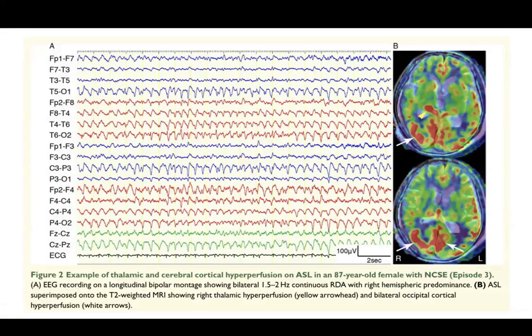And this is an image of the patient. EEG is showing bilateral rhythmic delta activity, more in the right hemisphere. And in this patient, in the right hemisphere, in the occipital region, we have increased perfusion, and in the ipsilateral thalamus we can see hyperperfusion. Less than 2.5 Hertz rhythmic delta activity.